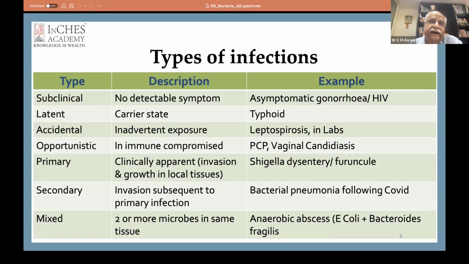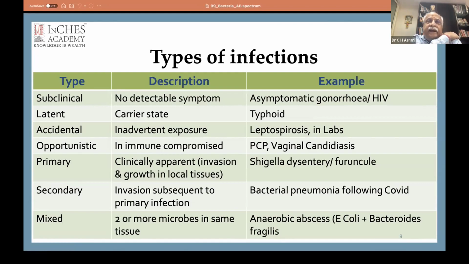So what are the types of symptoms? Let us look at the symptoms before we look at the bacteria. One is a subclinical symptom. Patient has no symptom. It is detected accidentally. Asymptomatic gonorrhea and HIV. Latent infection is a carrier state commonly seen in typhoid.